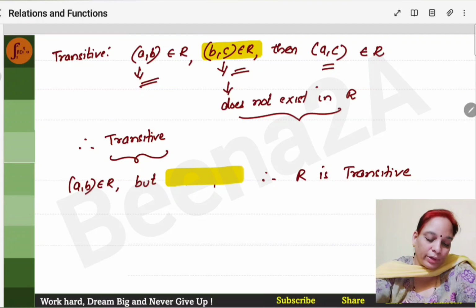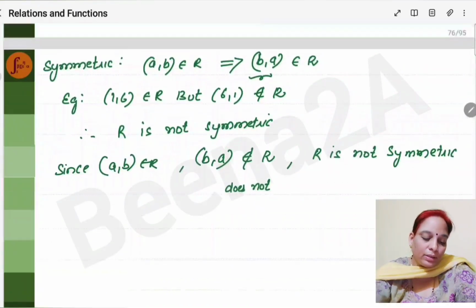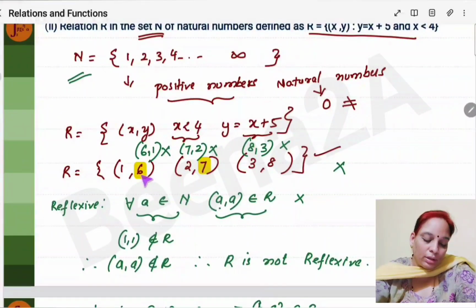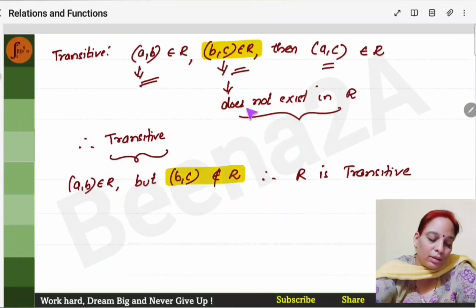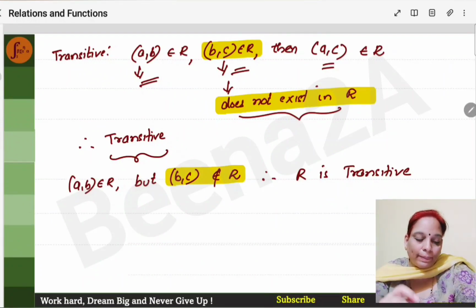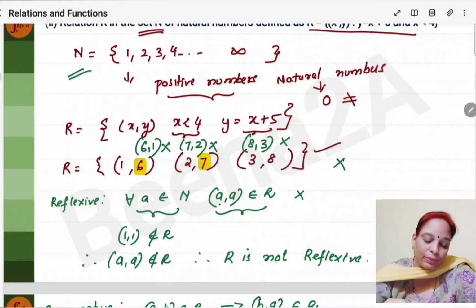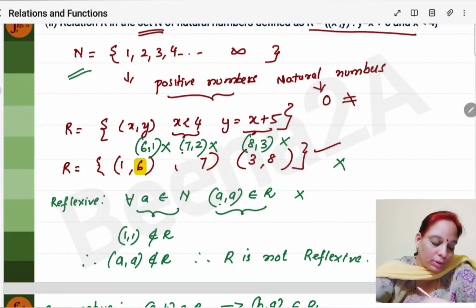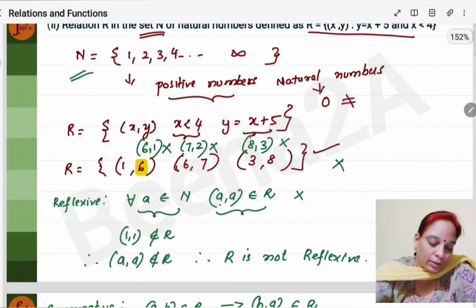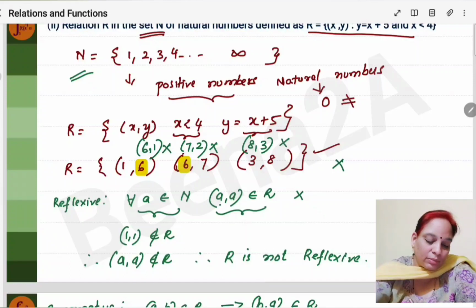This is very important. Because B comma C does not belong to R, that is, you don't have 6 comma something or 7 comma something or 8 comma something. Since this does not exist, you say R is transitive. Now, I'll modify this slightly. Instead of 2, say I have 6 comma 7. Just for example, say I have 6 comma 7.